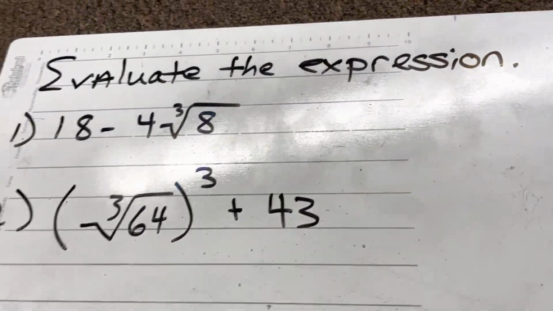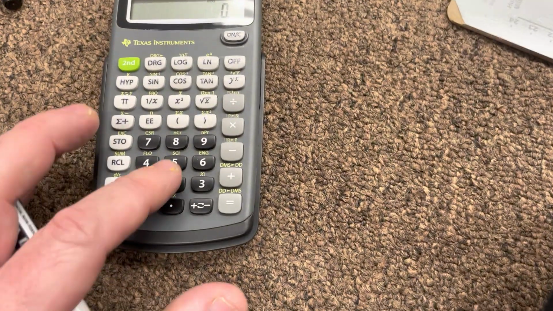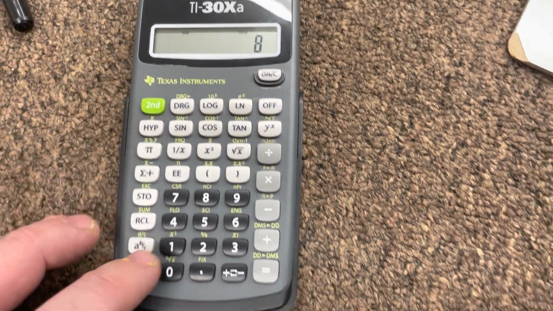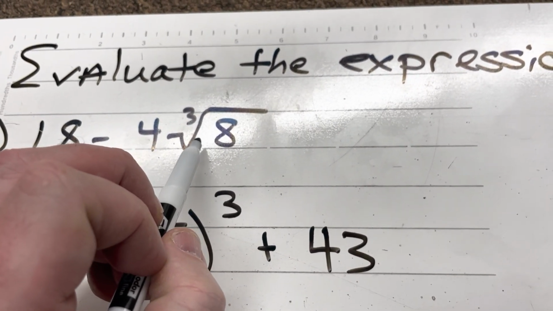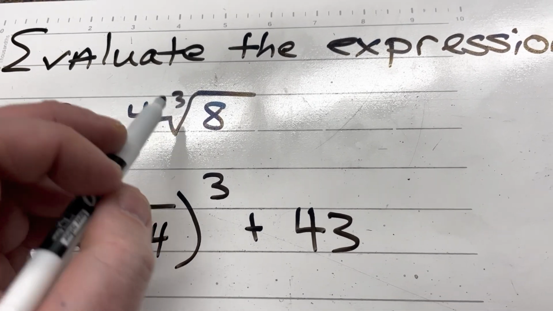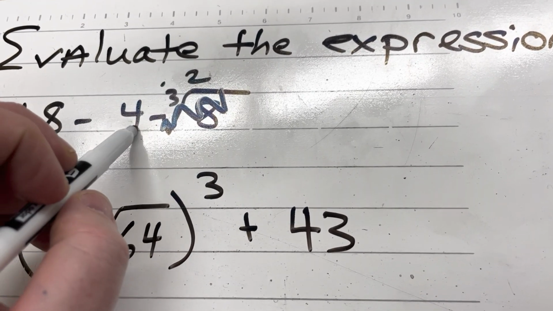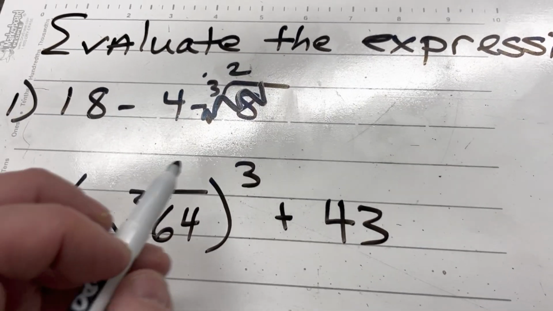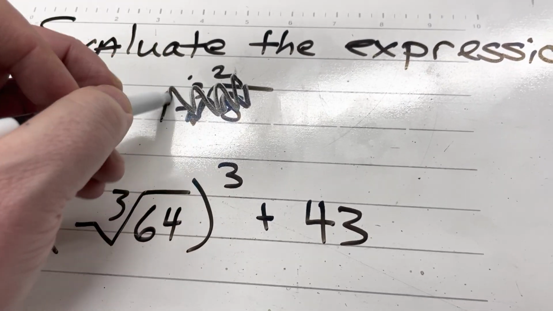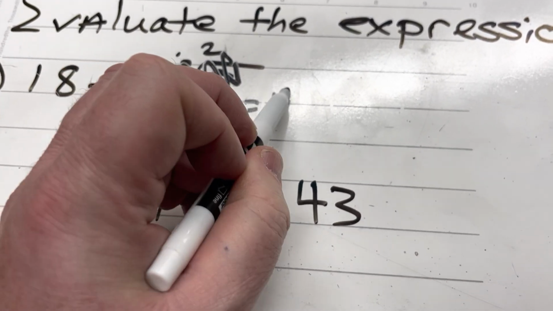Okay, let's look at the next one here. Evaluate the expression: 18 minus 4 times the cube root of 8. First of all, let's figure out the cube root of 8. Let's go 8, second function, cube root, we get 2. So the cube root of 8 is 2, which makes sense because 2 times 2 times 2, 2 to the power of 3, is 8. So 4 times 2, this is just like a number next to a variable. I know that 4 times 2 is 8. That leaves me with 18 minus 8, which I know is 10.